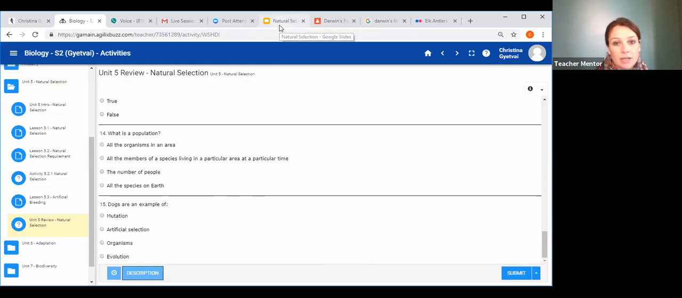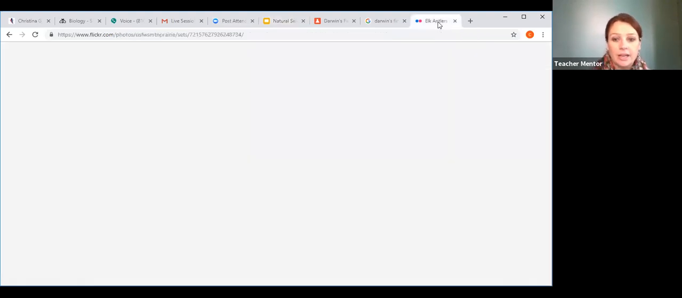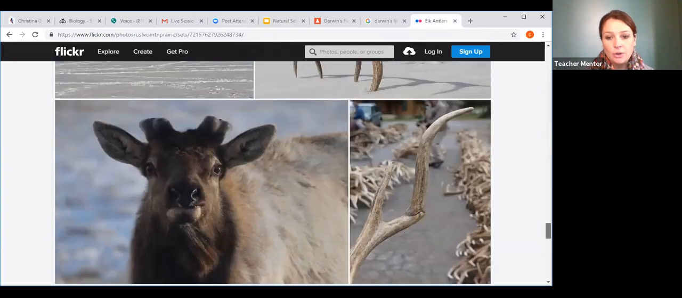Okay, so going back to our presentation. Actually, we talked about the elk antlers at the refuge in Jackson. So let me go ahead and explain that a little bit better.